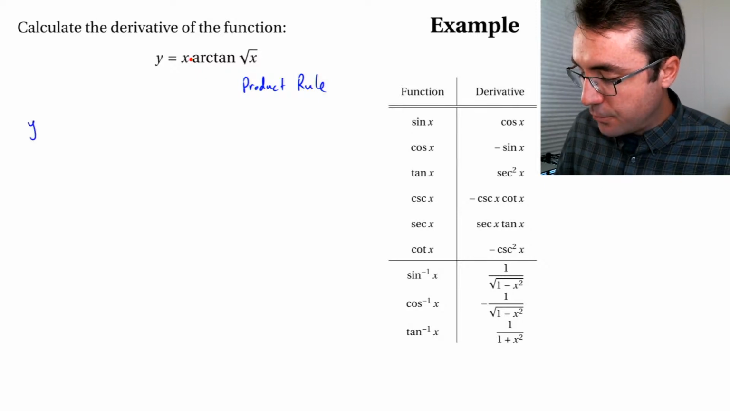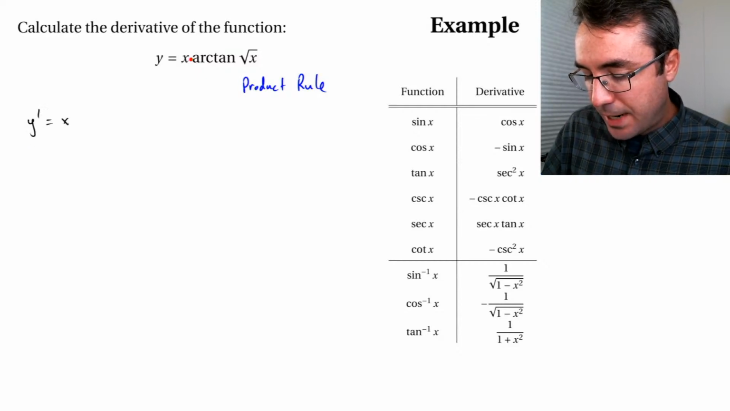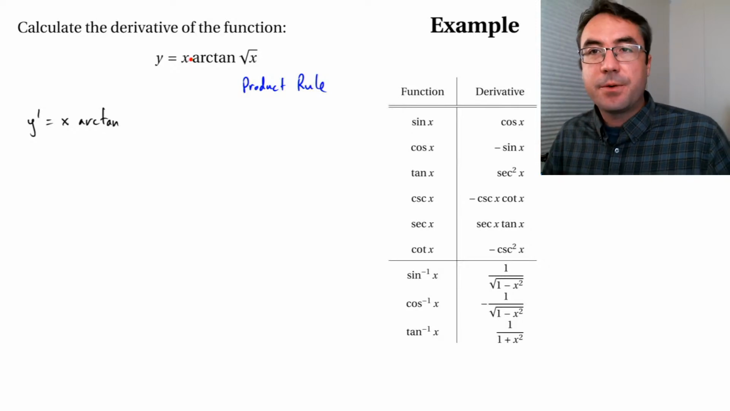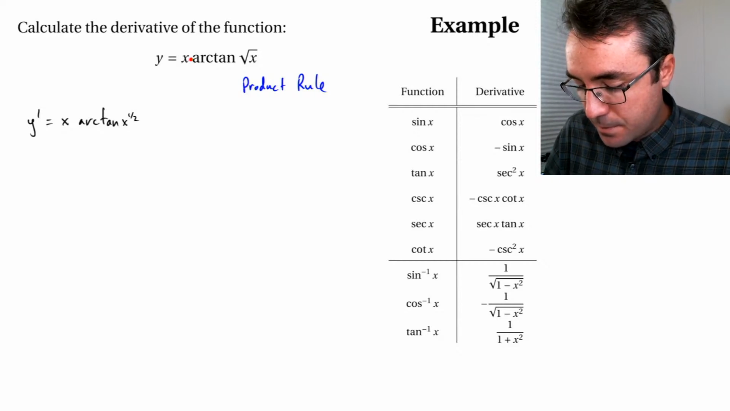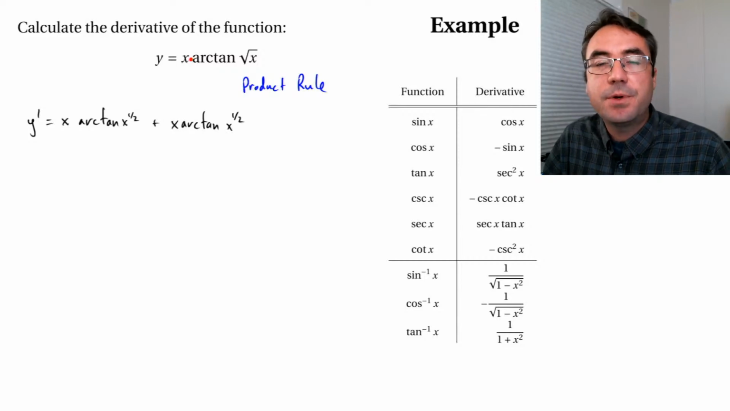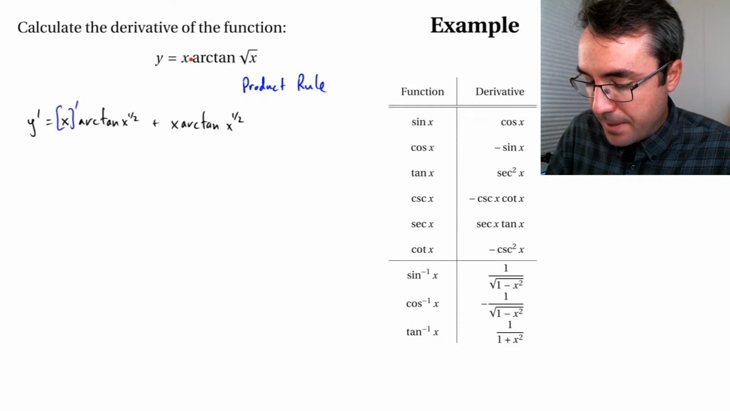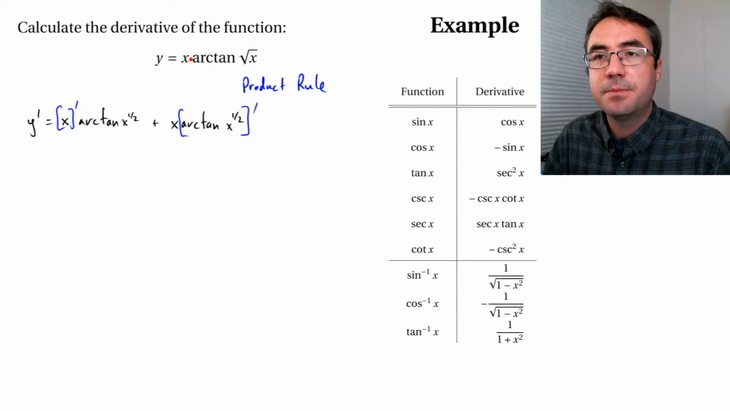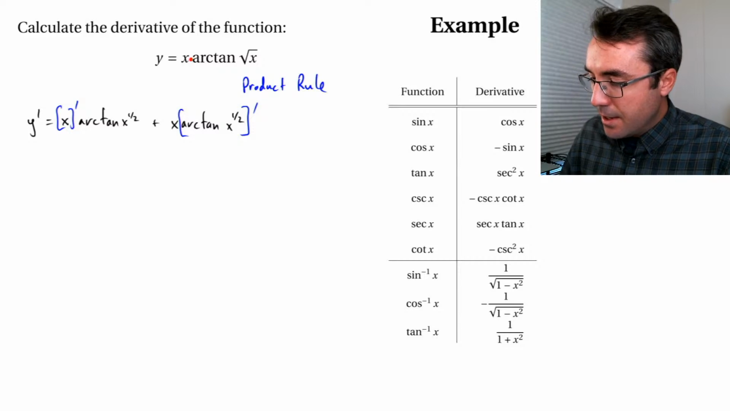All right, so how do we implement the product rule? Well, we just write down two copies of our function. And instead of square root x, I'm going to rewrite that as x raised to the 1/2. So we write down two copies of our function there. And then in the first copy, we differentiate the first term. In the second copy, we differentiate the second term. And we put a plus sign there in the middle. So that's product rule.